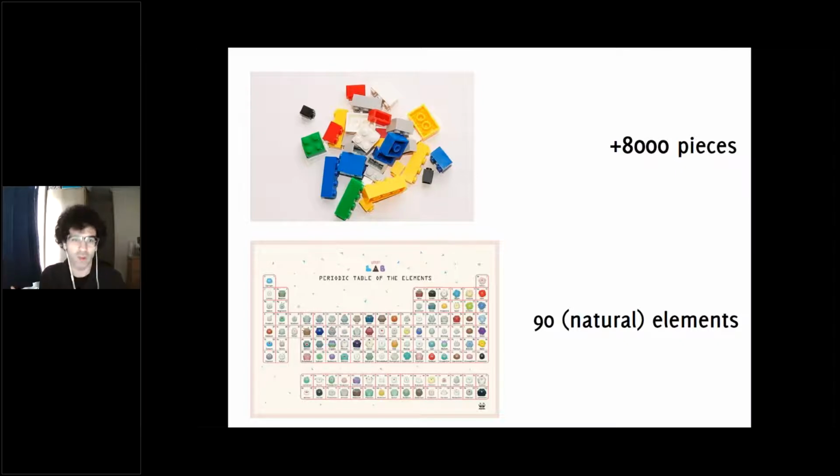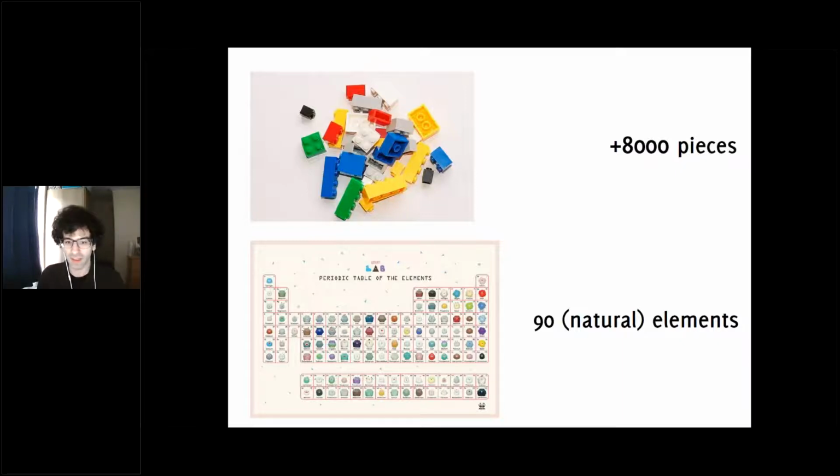Here I'm making a comparison. Consider Lego bricks, the famous construction toys. Every set of Lego models on the market is born out of a variety of approximately 8,000 different types of pieces that have been made during the years.